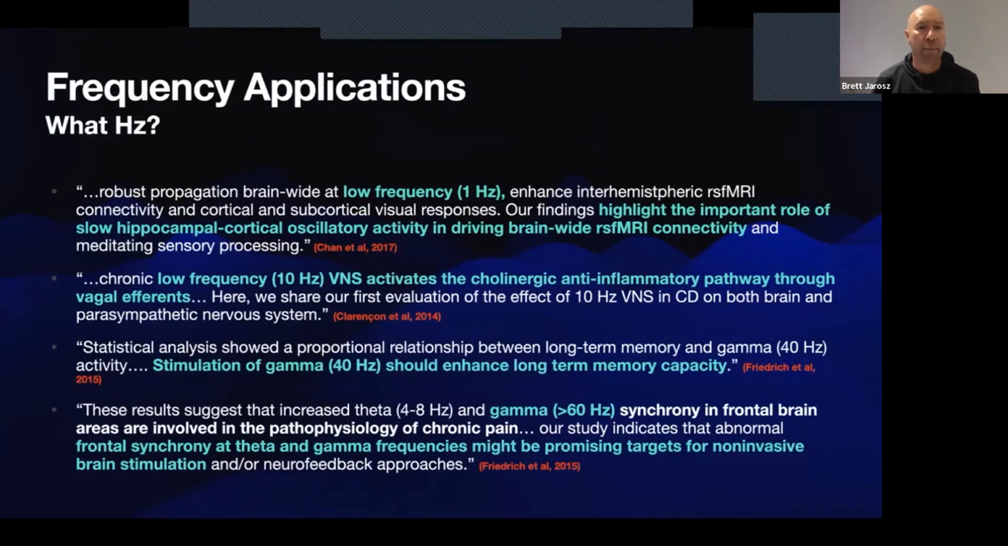Now, the frequency applications I talked to you about, this is just some research for you as to where it comes from. There's plenty more of this too, but again, not enough time to get through everything in 1 hour. But 1 hertz, this low 1 hertz frequency here, what they've shown with this particular research, they highlight the importance of slow hippocampal cortical oscillatory activity in driving brain-wide resting state functional MRI connectivity.